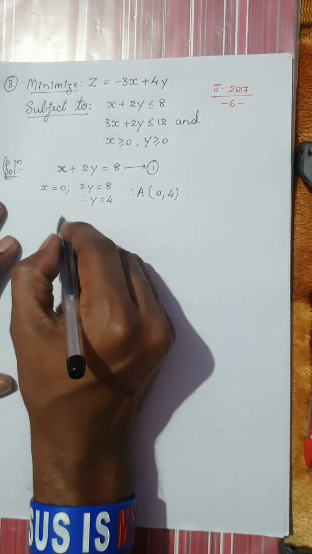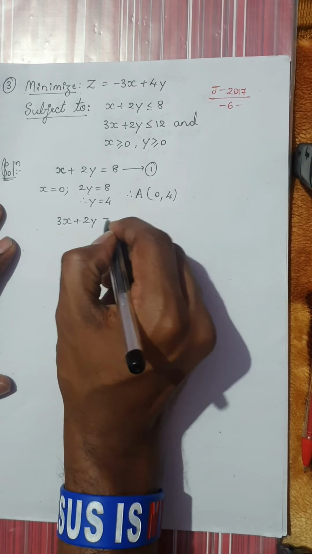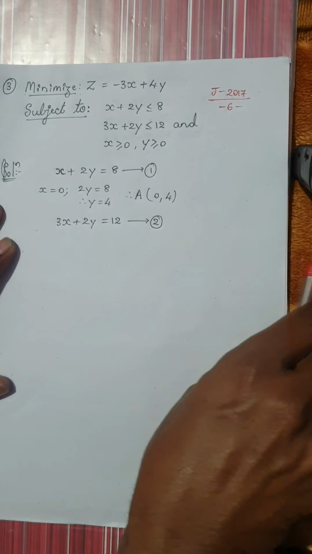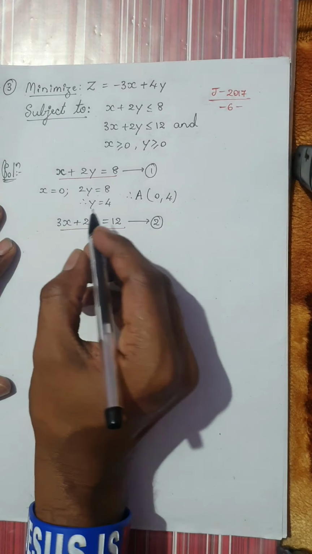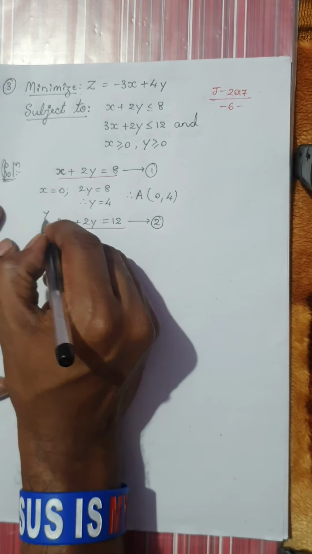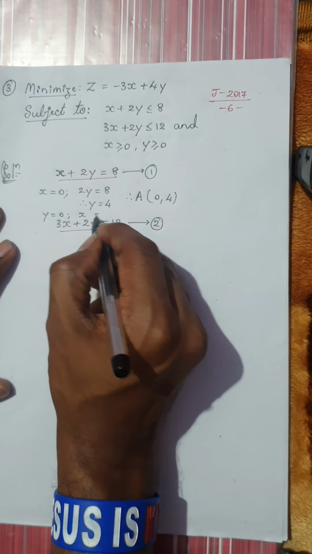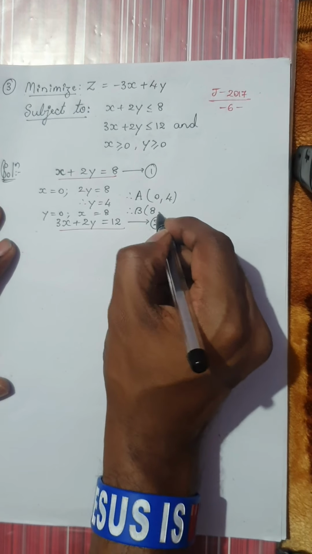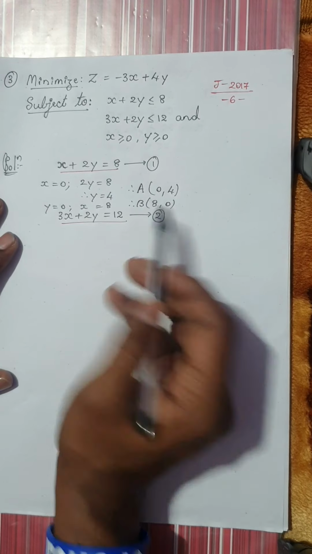Let me consider the next equation. It is 3x plus 2y is equal to 12. Consider this as equation 2. Now once the equation is considered, oh, I'm very sorry, put y is equal to 0 here in equation 1. If you put y is equal to 0, you will directly get x is equal to 8. Therefore, the point B is 8 comma 0. I've got point A and point B.